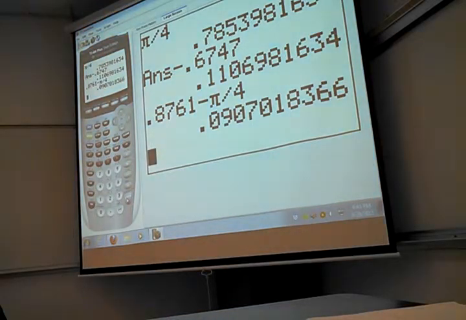Okay. So for the first one you do pi over 4 minus that, the second one you do that one minus pi over 4. You just take the endpoints minus whatever the actual value is that you're curious about. Okay.